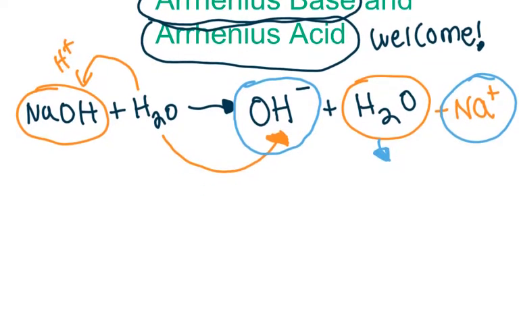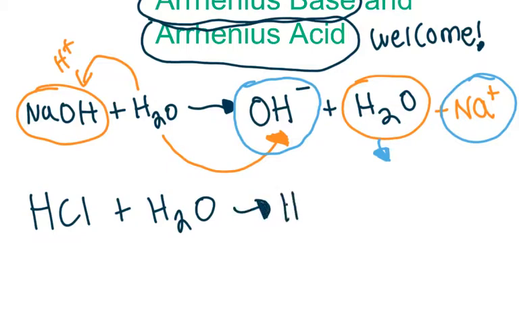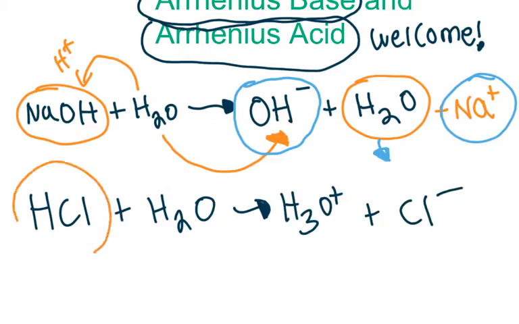And an Arrhenius acid is pretty much the opposite. You produce hydronium ions in solution. So if we looked at HCl plus water, we would see that we get hydronium ions in solution and then chloride anions in solution. So again, our HCl is an Arrhenius acid because it produces hydronium ions in solution, and that's the definition of an Arrhenius acid.